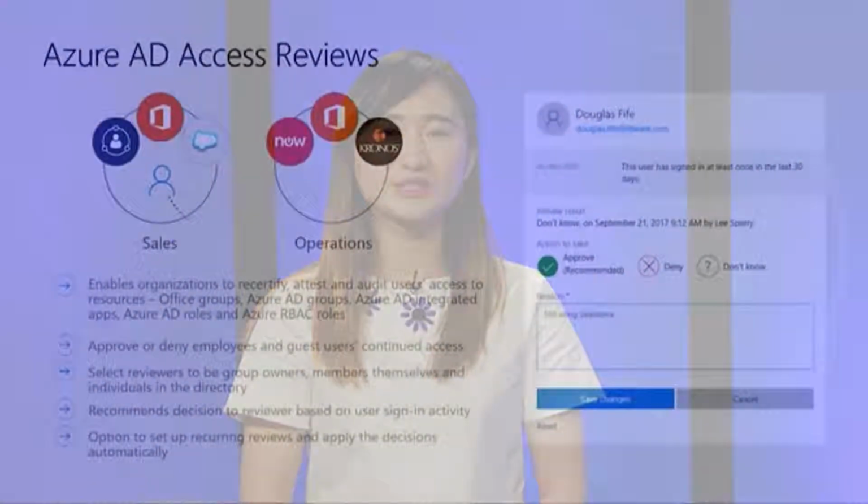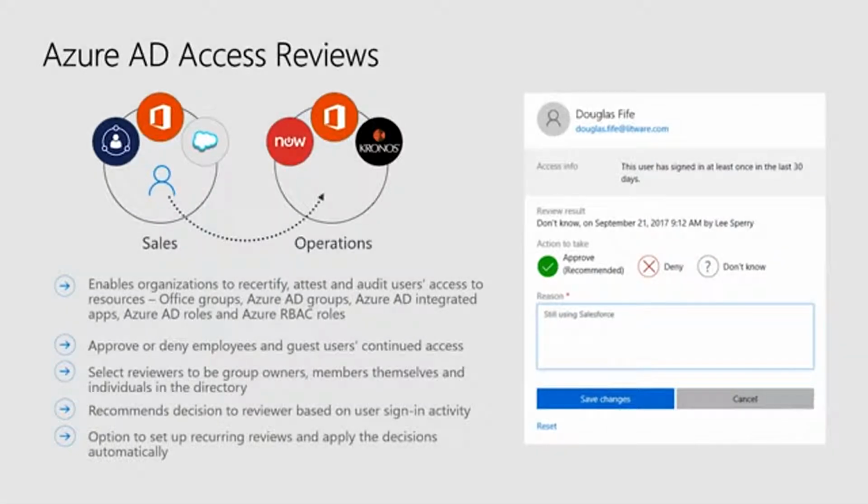With these challenges in mind, we introduced a new capability in Azure AD called Access Reviews, which enables organizations to recertify, attest, and audit users' access to resources, to make sure those access are appropriate and are being reviewed on a regular basis. You can approve users' continued access or deny it so that their access will be removed.